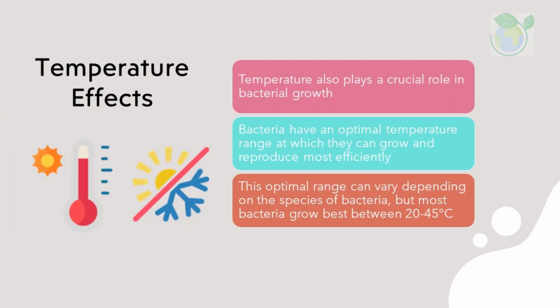Temperature effects. Temperature also plays a crucial role in bacterial growth. Bacteria have an optimal temperature range at which they can grow and reproduce most efficiently. This optimal range can vary depending on the species of bacteria, but most bacteria grow best between 20 to 45 degrees Celsius. Temperatures outside of this range can either slow down or completely inhibit bacterial growth.